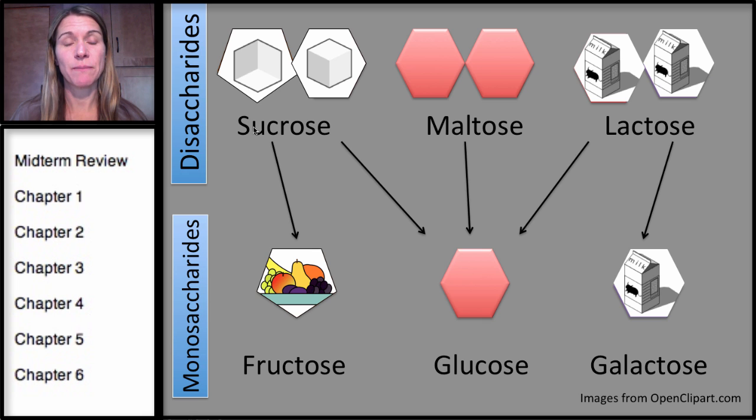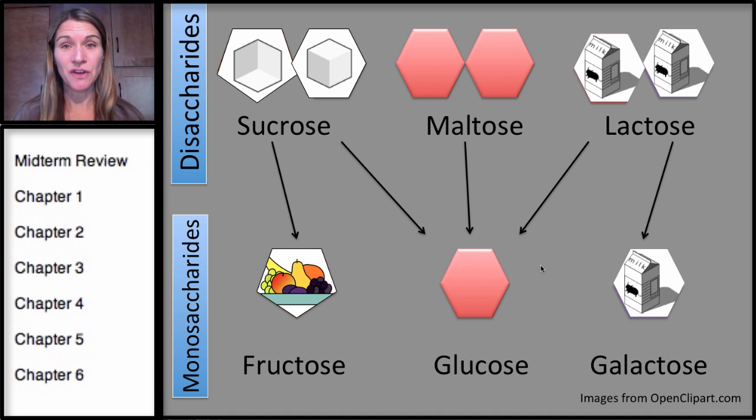Now I have this picture to represent that sucrose is table sugar. Anytime you see sugar on a label, this is referring to sucrose. Sucrose is made up of fructose and glucose. Maltose is made up of 2-glucose, and that's malt sugar. Lactose is a milk sugar, and that's made up of glucose and galactose.